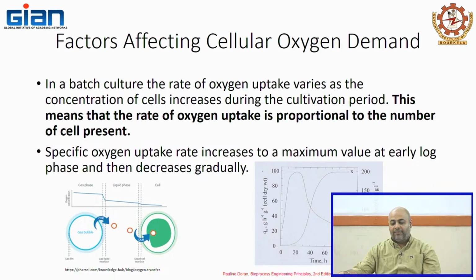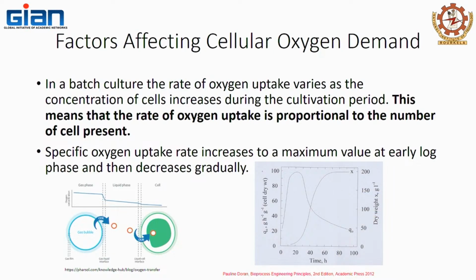Now, factors affecting cellular oxygen demand. So, in a batch culture, the rate of oxygen uptake varies as the concentration of cells increases during the cultivation period. This means that the rate of oxygen uptake is proportional to the number of cells present. So, as the number of cells will increase, the rate of uptake of oxygen will increase.